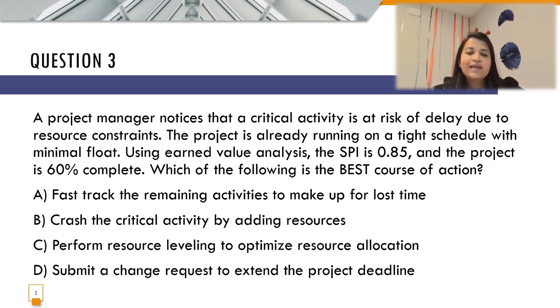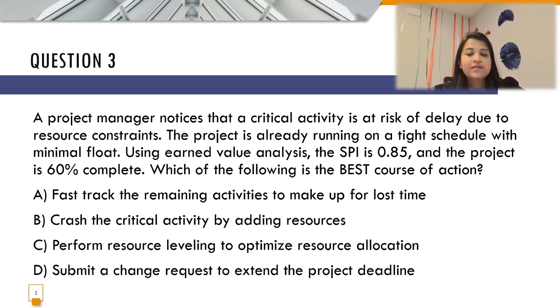Option A is to fast track the remaining activities to make up for the lost time. So basically, if you go ahead and start running the activities in parallel, it is going to introduce additional risks because you will be overlapping certain activities that are normally not going to be performed in parallel. So that means you are introducing more risk by taking the fast track approach. So option A is not going to be the correct option choice over here.